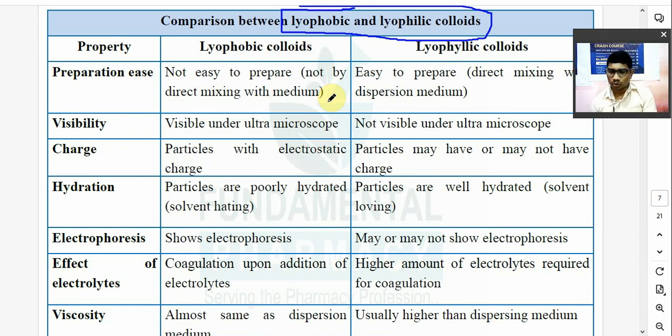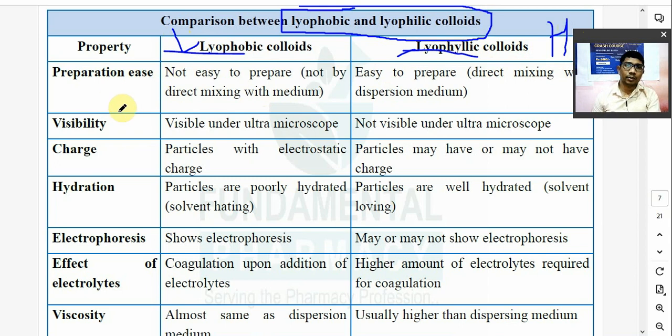Now types of colloids, there are two types: lyophobic colloid and lyophilic colloid. Lyophobic colloid मतलब solvent hating, Lyophilic colloid मतलब solvent loving. So remember, there is a higher interaction between the dispersed phase particle and continuous phase in case of lyophilic colloid. That's why in lyophobic colloid there is less interaction between the dispersed particle and continuous phase.